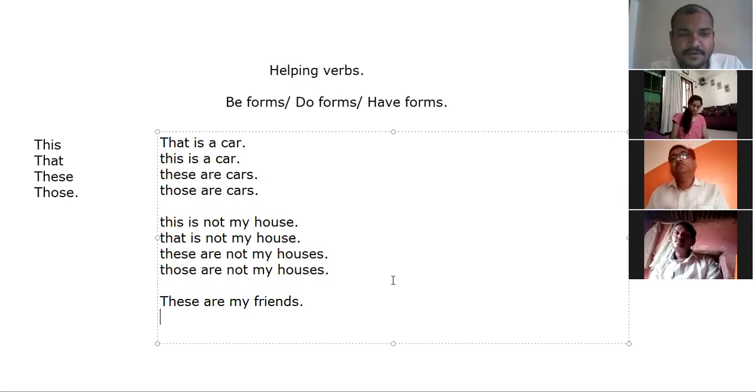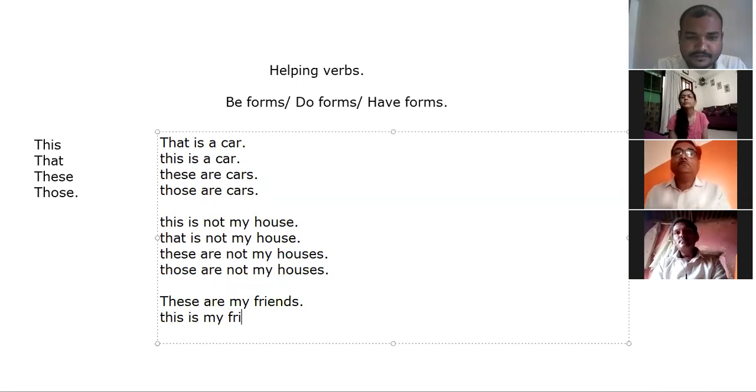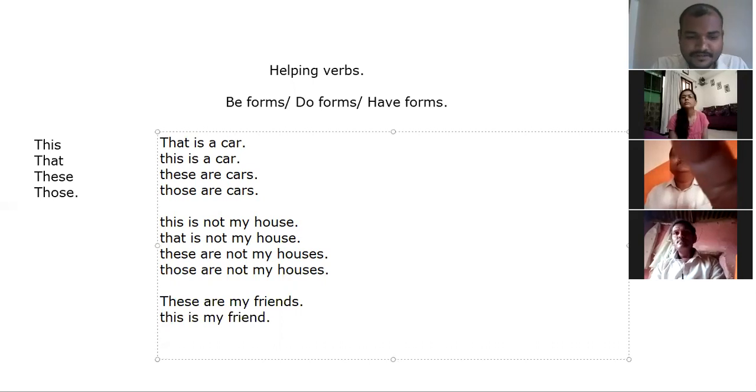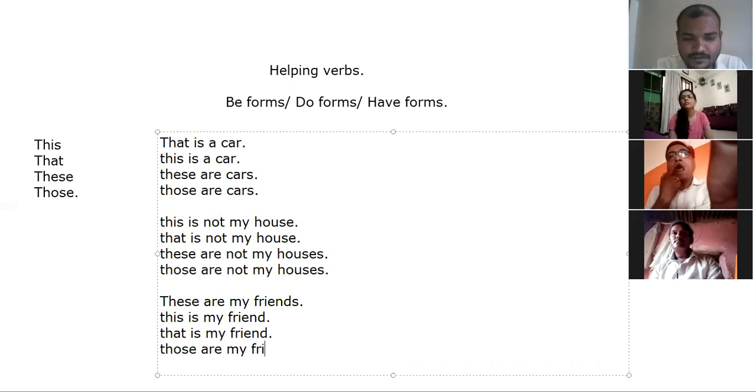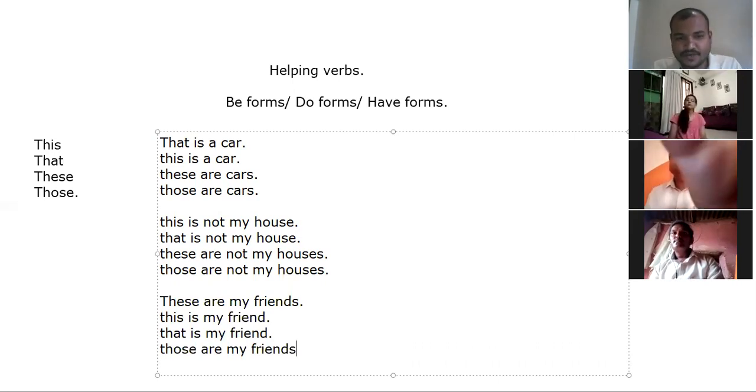Change it to the next type, any type. This is my friend. That is my friend. Those are my friends. These are my friends. Right. So these are my friends, those are my friends, this is my friend, that is my friend.